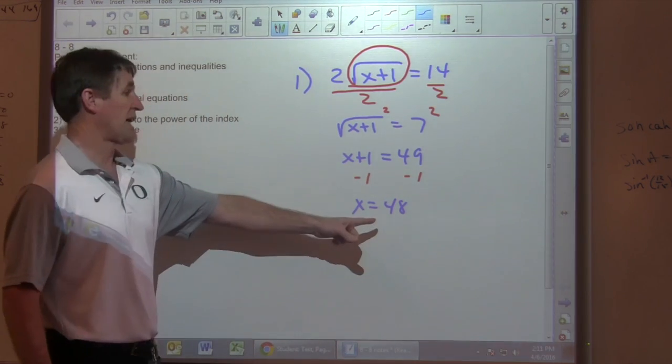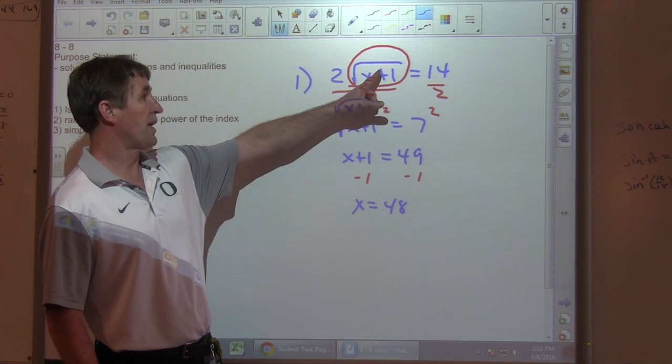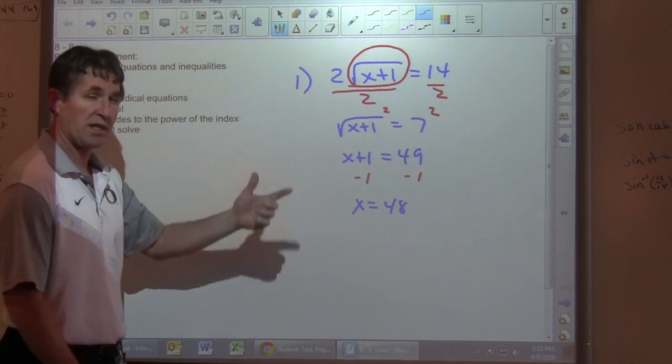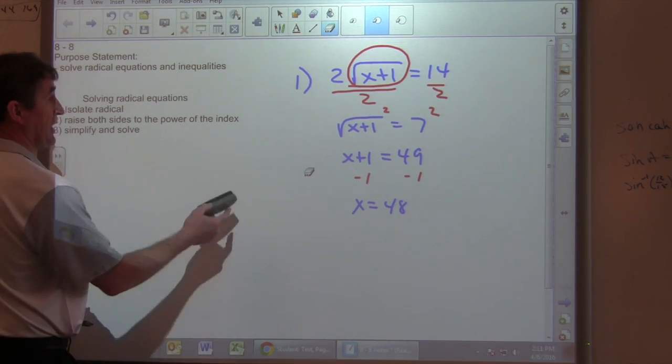It's pretty easy to check these. We can plug it in. 48 plus 1 is 49. The square root of 49 is 7, and 2 times 7 is 14. So we know that we have that one right. So that would be one example.